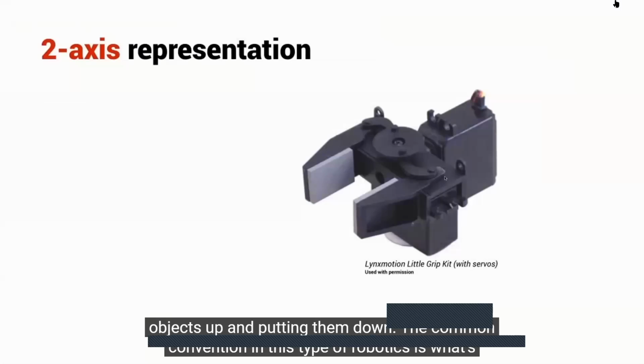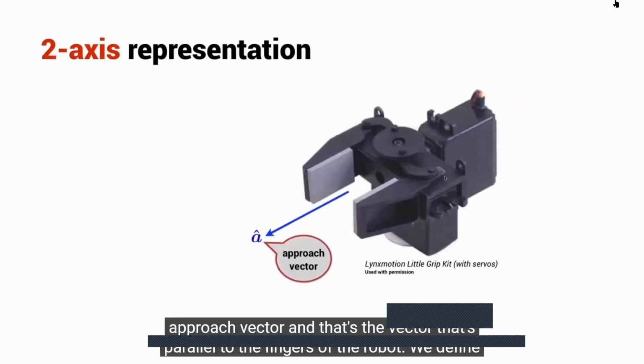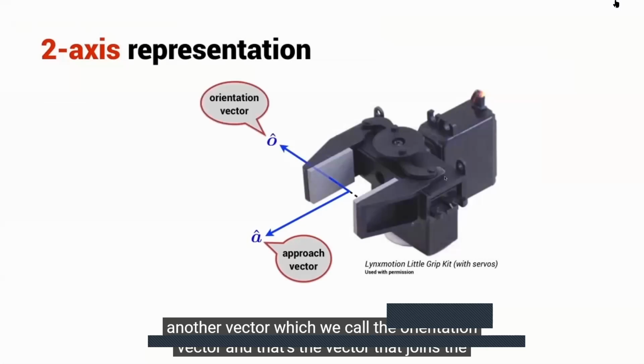A common convention in this type of robotics is what's called the two-axis representation. We start off by defining a vector which is called the approach vector, and that's a vector that's parallel to the fingers of the robot. And we define another vector which we call the orientation vector, and that's a vector that joins the tips of the two fingers. So that says something about the twist of the robot fingers around the approach vector.